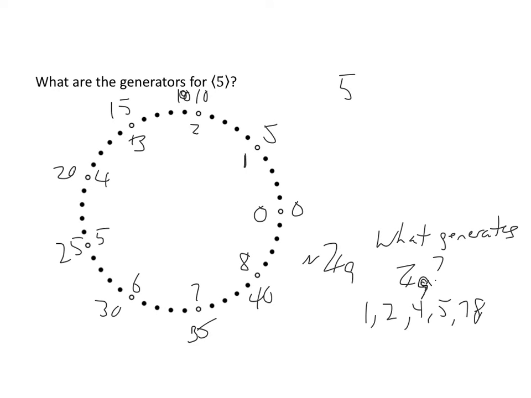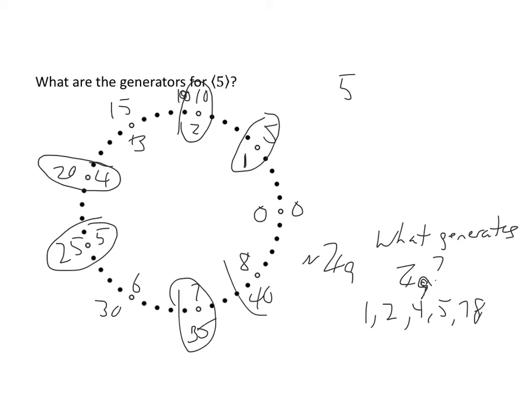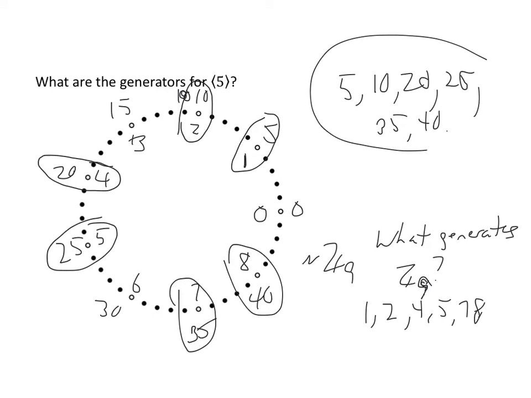Okay, so what we can do is go around this wheel and say, well, 1 is 5, 2 is 10, we don't do 3, 4 is 20, 5 is 25, 6 we don't do, 7 is 35, and 8 is 40. So the numbers that would be generators for the cyclic subgroup generated by 5 are 5, 10, not 15, but 20, 25, 35, and 40. Okay, so those are the generators for the cyclic subgroup generated by 5.